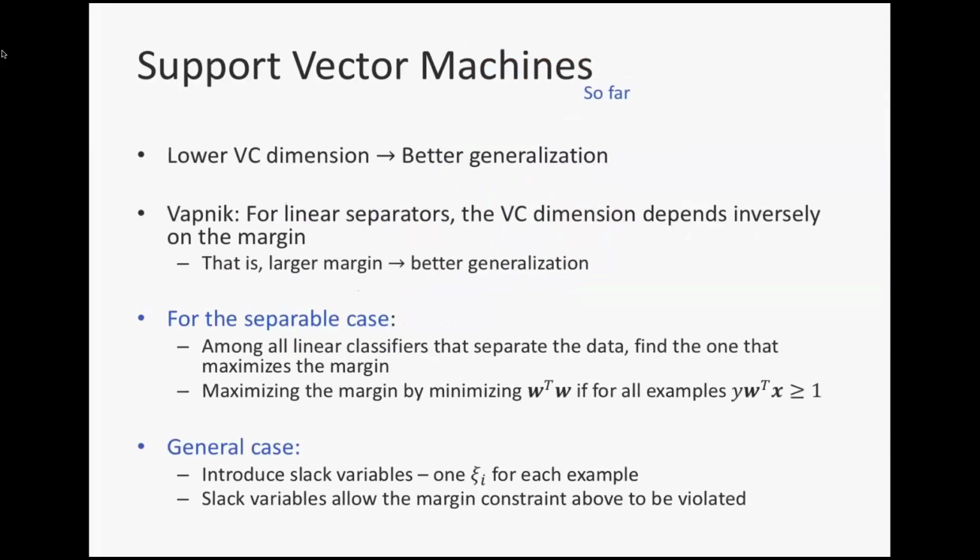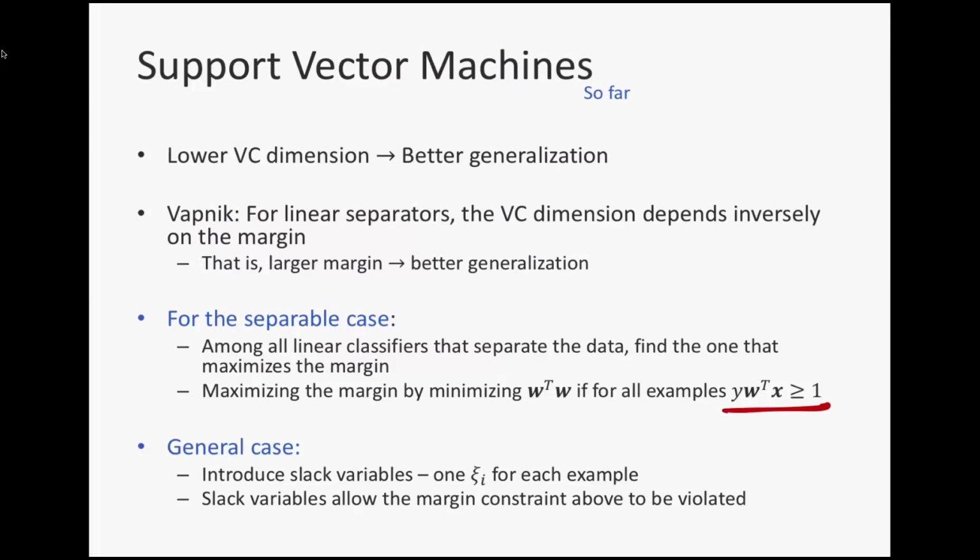So let's take stock of where we are. We started off with lower VC dimension being better generalization, and Vapnik comes along and says maximizing the margin is better for generalization. For the separable case, we set up an optimization problem that said, among all linear classifiers that perfectly separate the data, find the one that maximizes the margin, which is exactly the same as find the weight vector that minimizes W transpose W, provided for every example, y W transpose x is greater than or equal to 1.